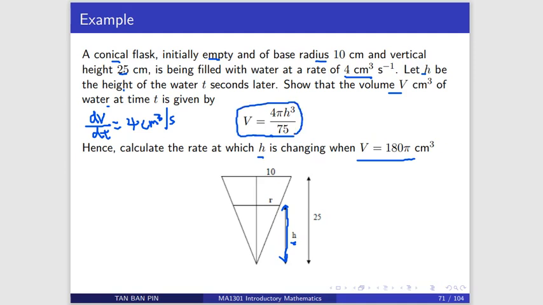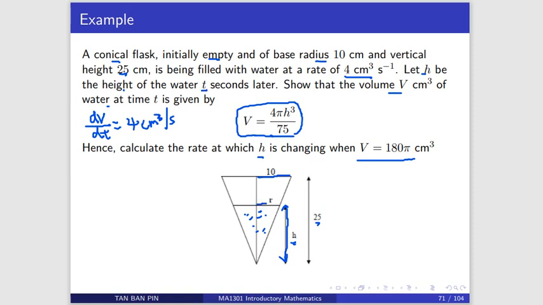The given radius is 10, so this length is 10, and the given height is 25. That's why you have 25 here. So we try to fill water, and the water level is h. You let h be the height of the water level t seconds later. So this is the height of the water.